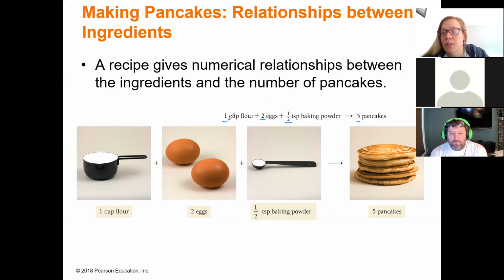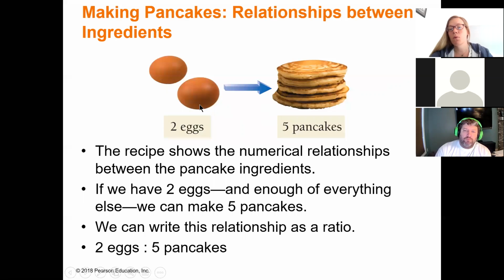So think of the numbers sitting in the front here like the coefficients of a balanced chemical equation. For every 1 cup of flour, you can have 5 pancakes, right? For every 2 eggs, you can produce 5 pancakes. For every half teaspoon of baking powder, you can produce 5 pancakes. Well, anytime you've got these equalities, you have conversion factors. So we're back to dimensional analysis.